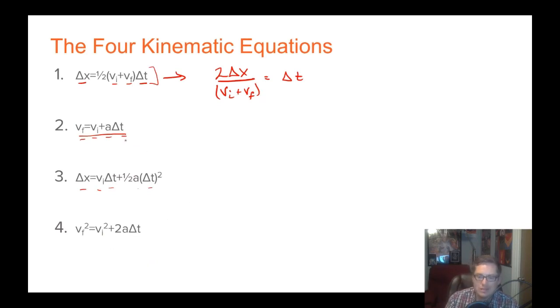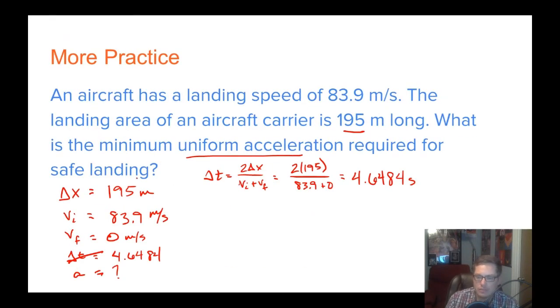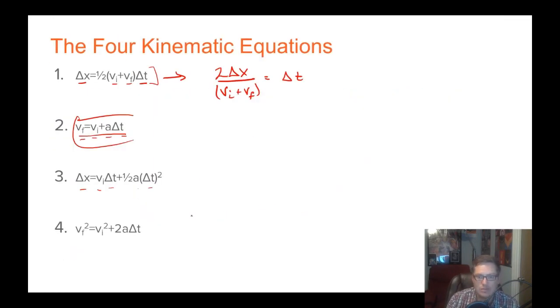The easiest of all these, because all these other ones have squares and stuff, we'll use this formula here: vf equals vi plus a delta t. But we want to solve for acceleration, so we'll rearrange this. We subtract vi over, so we have vf minus vi equal to acceleration times delta t, so we'll divide by delta t, and we'll get acceleration.